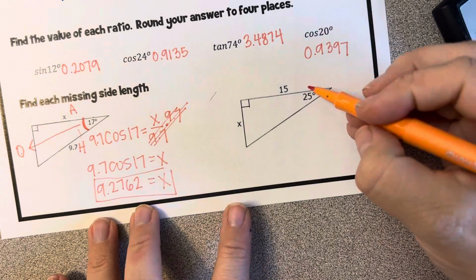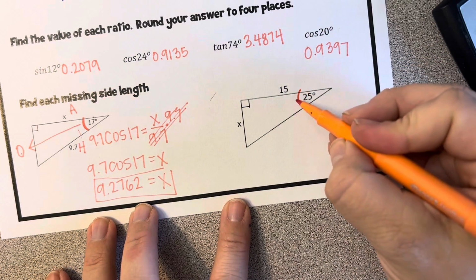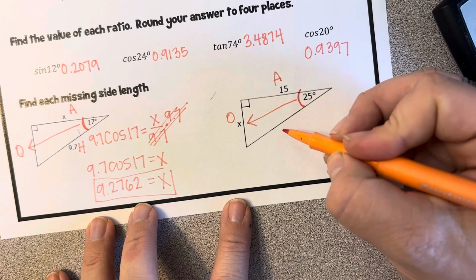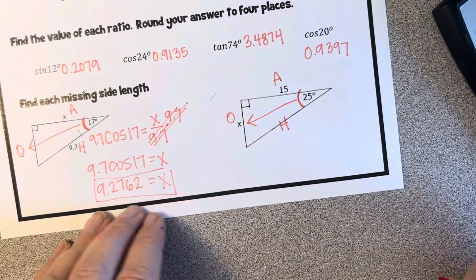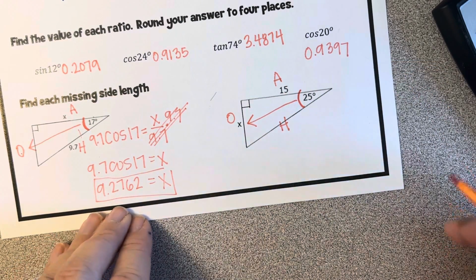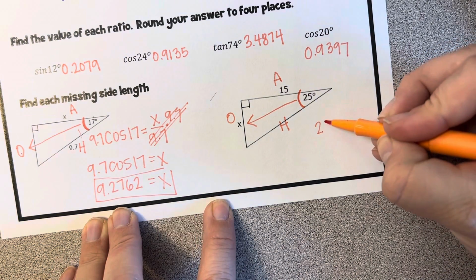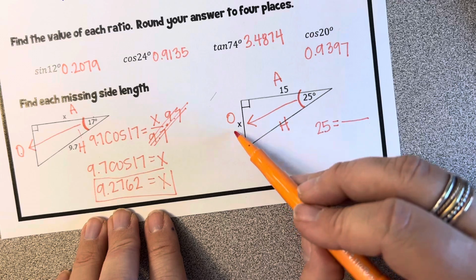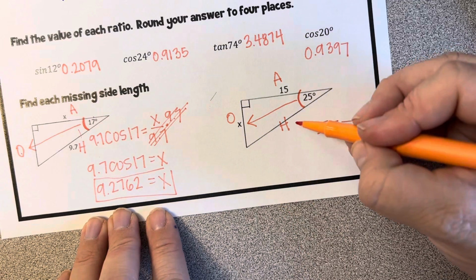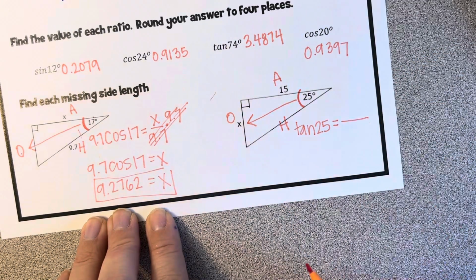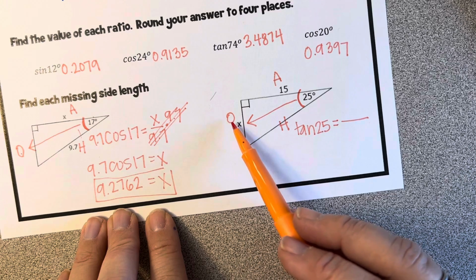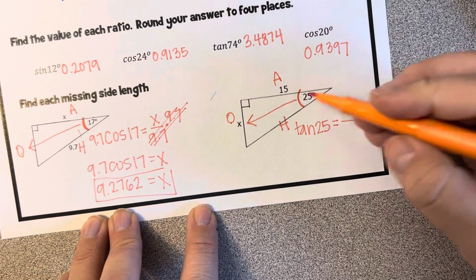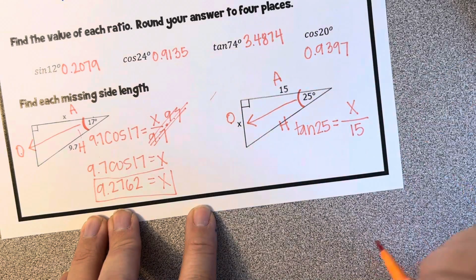Okay, so this is the angle I'm given. This side is opposite. This side is adjacent. This is the hypotenuse. So what ratio do you think we would use? We're talking about the angle 25 and I'm given 15 and I want to find x. Hopefully you said tangent because that's the one that uses opposite and adjacent. The opposite is what I want. The adjacent is what I'm given.